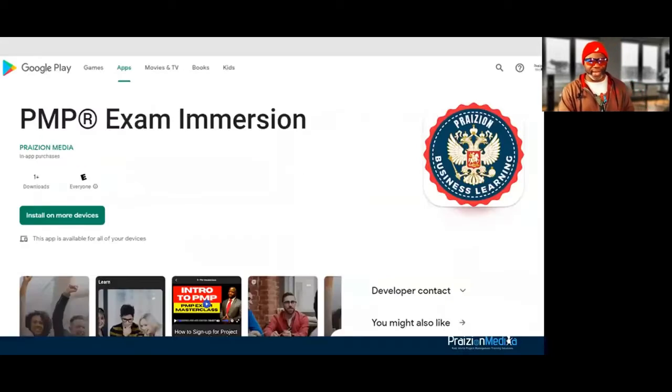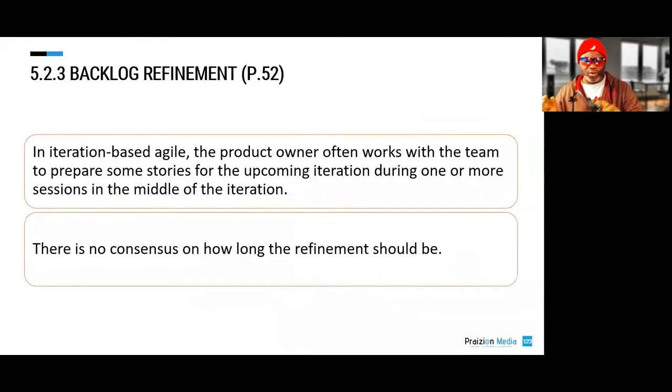Then we talk about backlog refinement. We need to refine our backlog. Our backlog, remember, is a list of all the things that the customer wants, but it doesn't mean that it's all the things the customer is going to get. So in iteration-based Agile, the product owner often works with the team to prepare some stories for the upcoming iteration. So that's a big one to take note of.